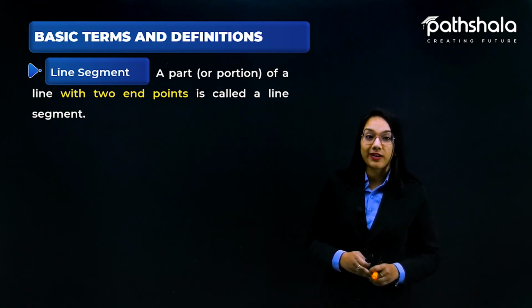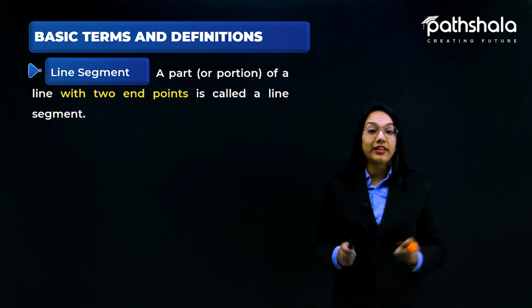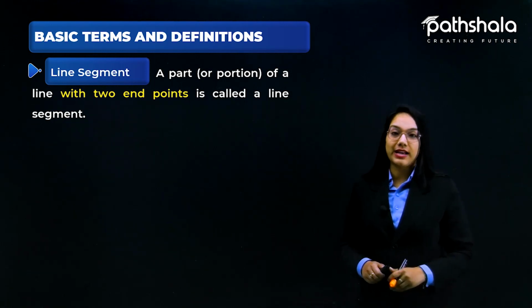So this is called a line segment, which is a portion of a particular line having two specific end points. This is called a line segment.